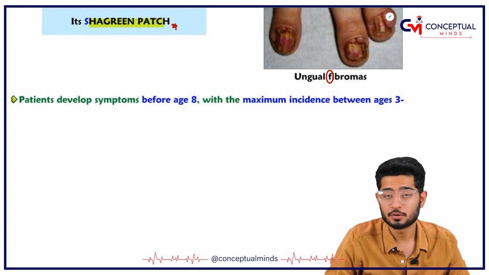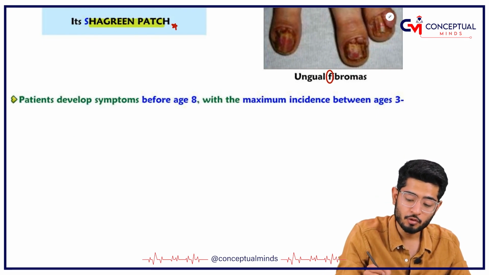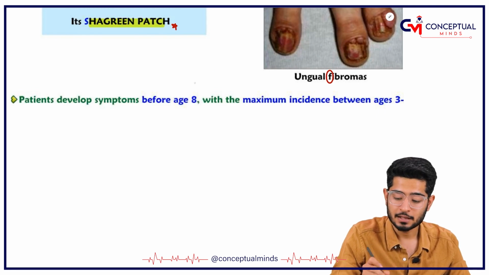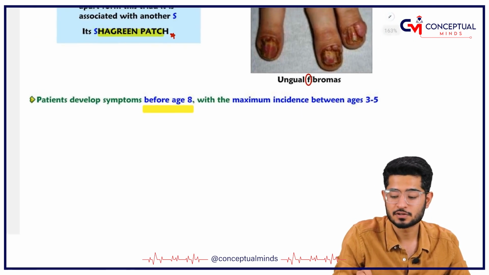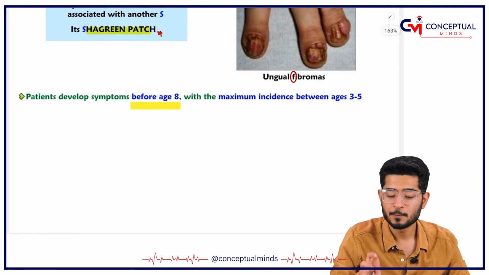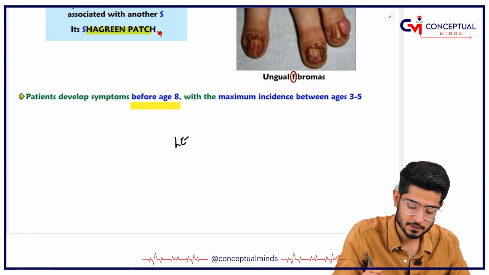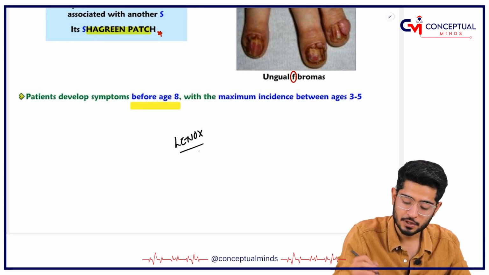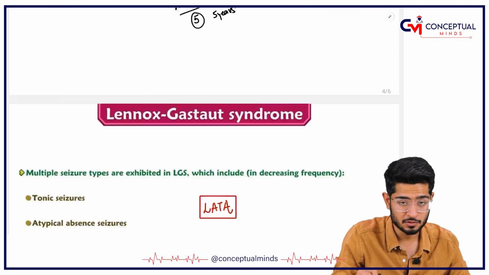So, patient is going to develop symptoms before 8 years of age, and the maximum incidence in Lennox-Gastaut syndrome is between 3 to 5 years. Okay, so Lennox is L-E-N-O-X. So you can remember 5 letters, 5 years is the approximate age.